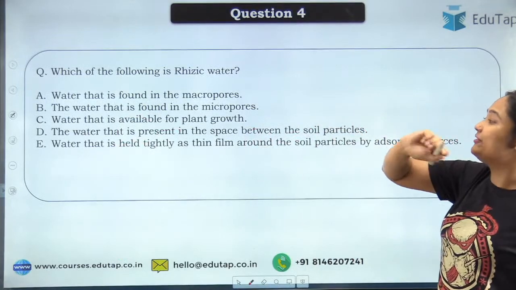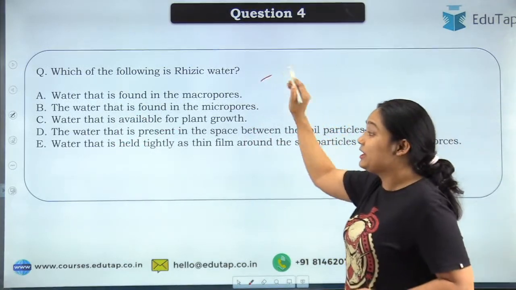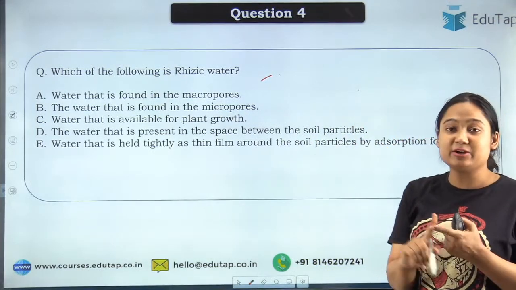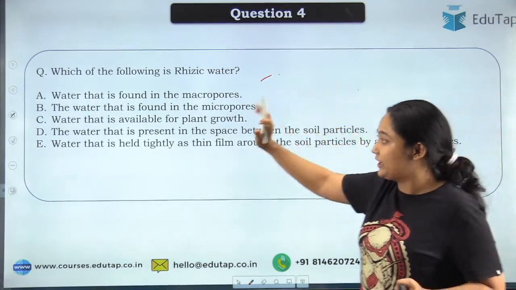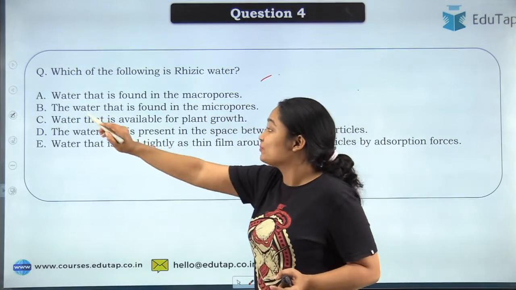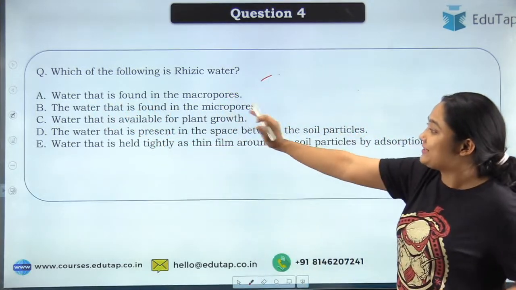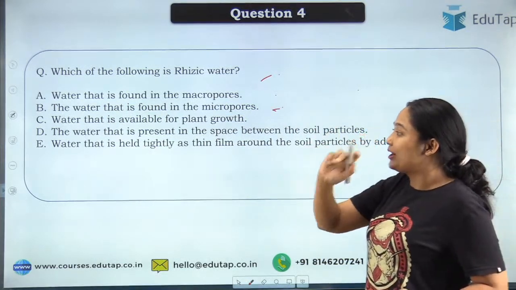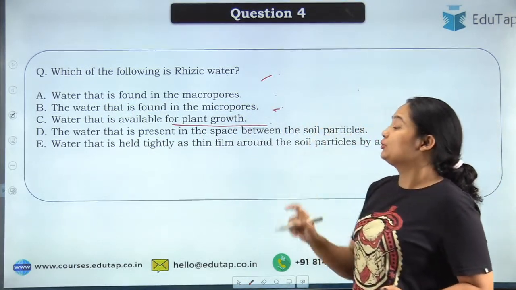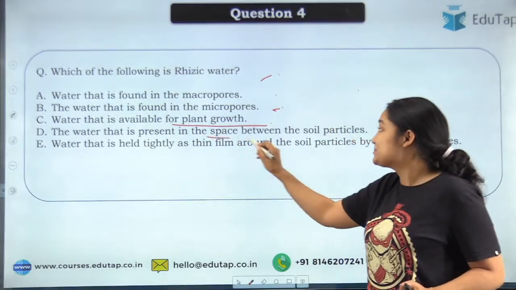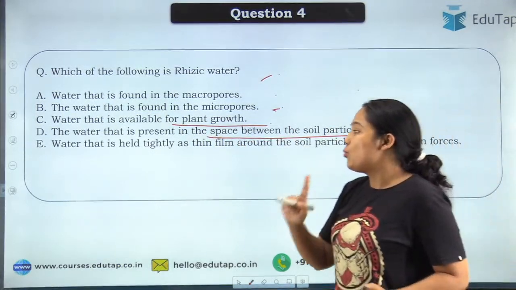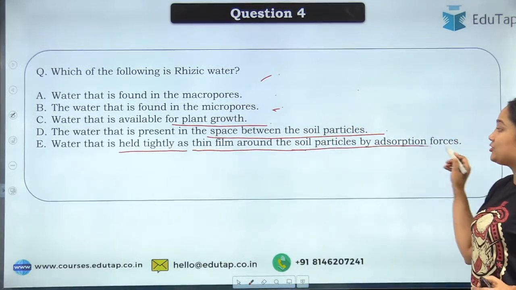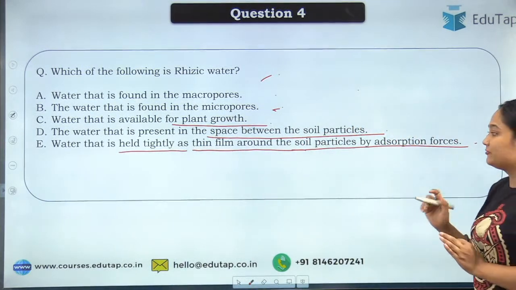Question 4 says, which of the following is the rhizolic water? Read it very carefully, because this is not a very straight question. Take your time, don't hurry and don't attempt the answer wrong. The options are: water found in the macropores, water found in the micropores, water available for plant growth, water present in the space between the soil particles, and water held tightly as a thin film around the soil particle by the absorption force.